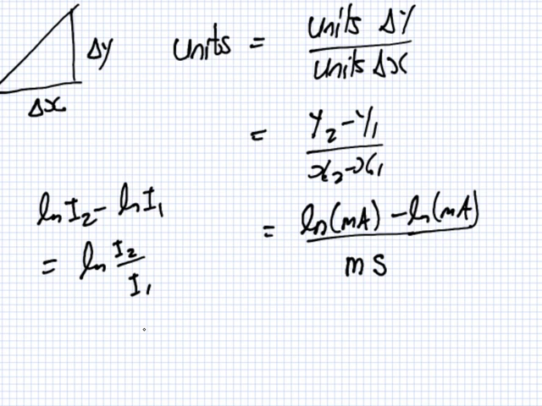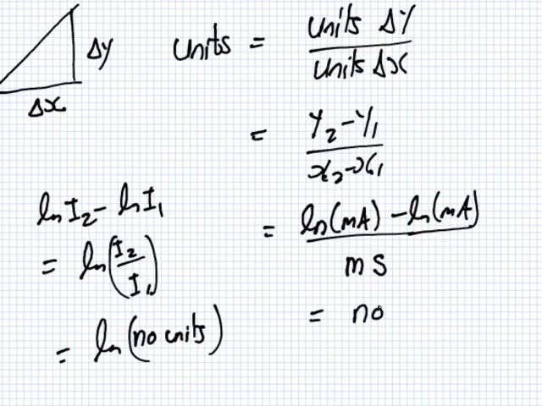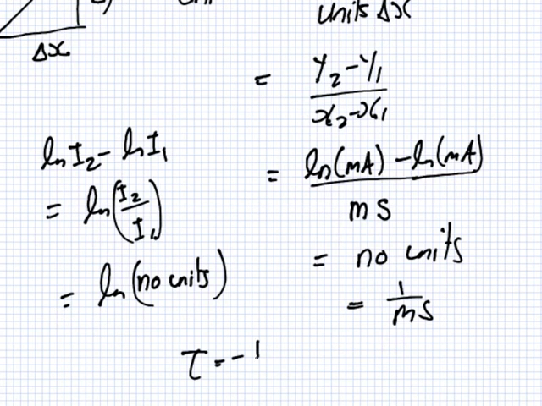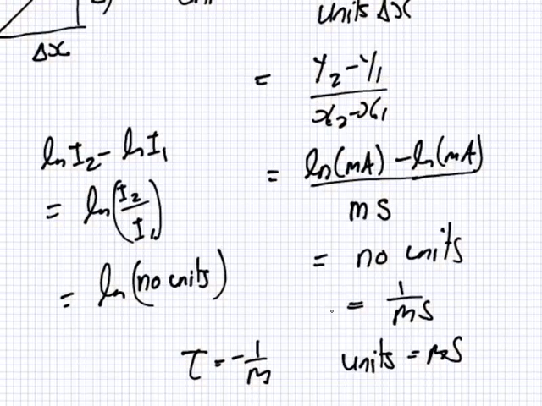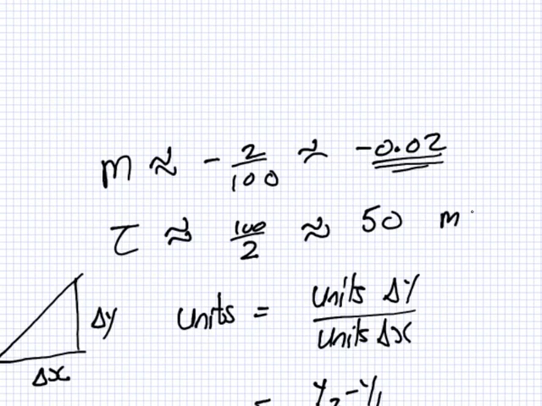But then we realize it doesn't actually matter what the units are for I, because this inside piece will have no units. So in fact, on the top, there's no units, which means you're left with 1 over milliseconds. And since the time constant is minus 1 over m, it means the units will be milliseconds. So that's good to know. For the time constant, the only thing that affects it is the unit for the time. We don't need to worry about the unit for the y. It doesn't affect it. So if I'm using milliseconds here, it means my answer is in milliseconds as well. So earlier, this time constant is 50 milliseconds.